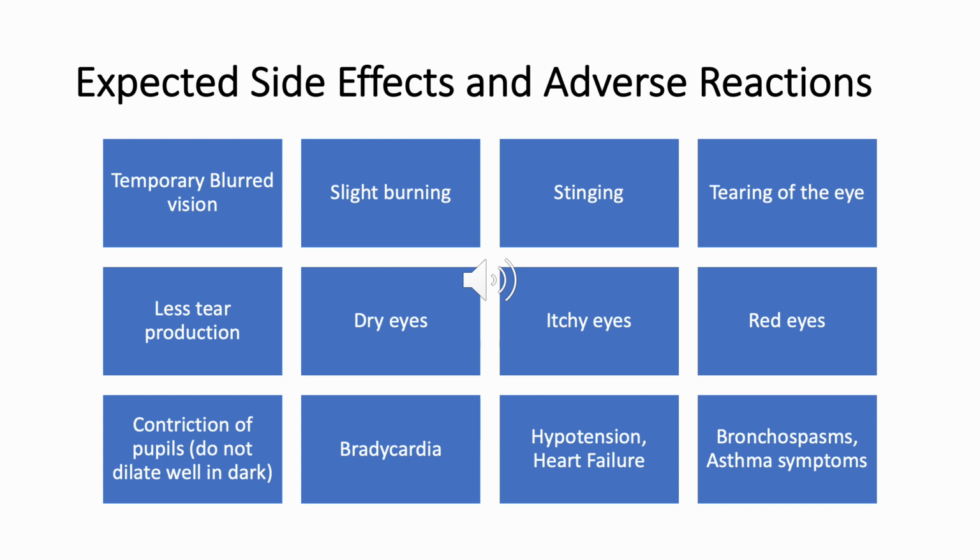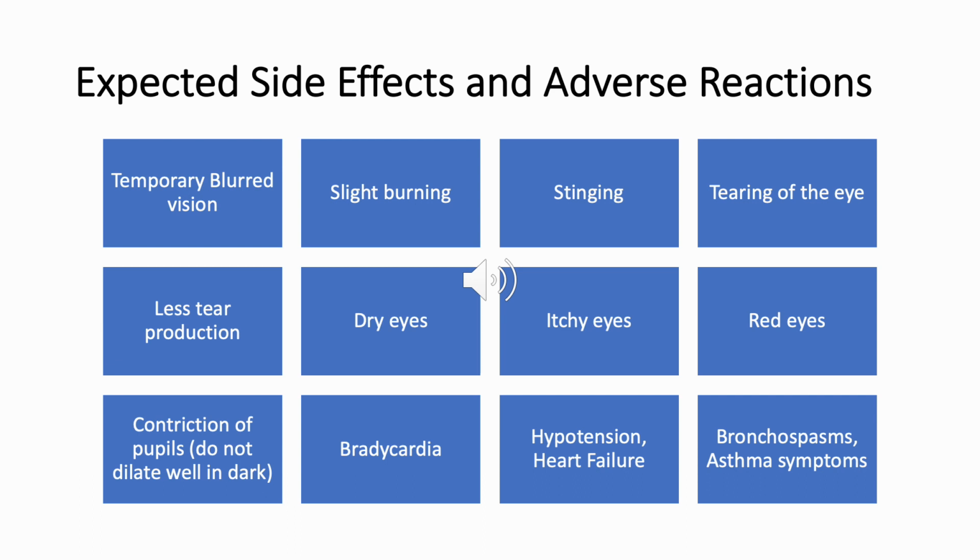The expected side effects for the beta-adrenergic antagonists often occur within a few minutes of instilling the drops in the eye. These include temporary blurring of the vision, slight burning or stinging, and tearing of the eye. Later, the patient may notice less tear production and dry, itching, and red eyes. Beta blockers constrict the pupil. They cause miosis. It is important for patients to understand that the pupils will not dilate as easily when they go into dark rooms.